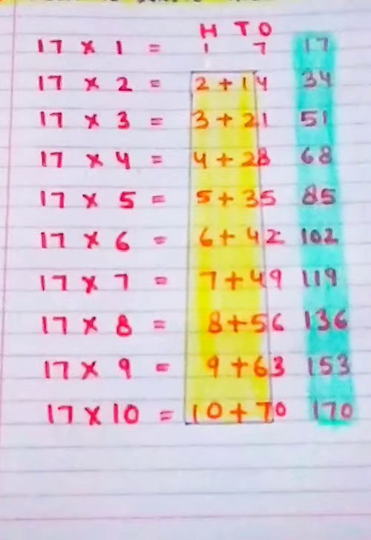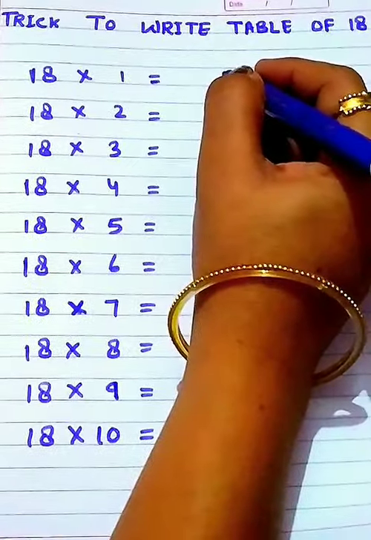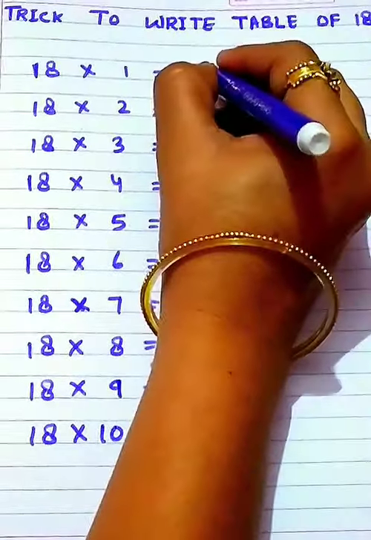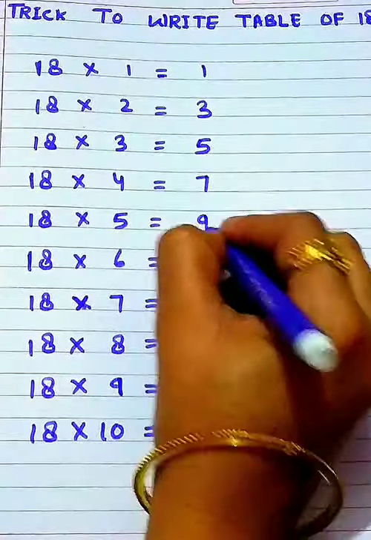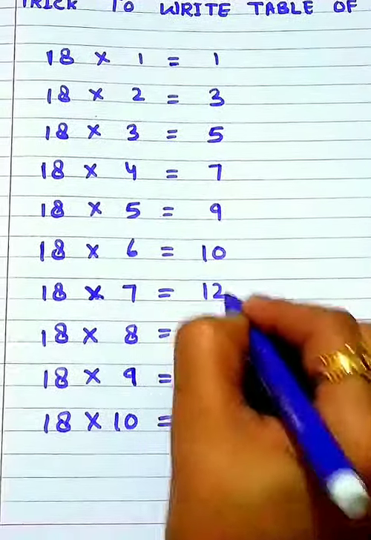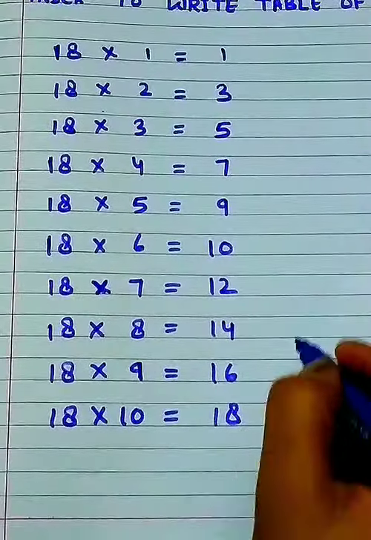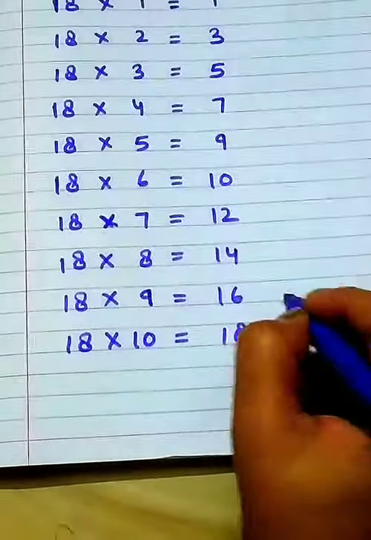Trick to write table of 18. First we will write 1 to 9 odd number, then 10 to 18 even number. After that, we will write even number in ones place.